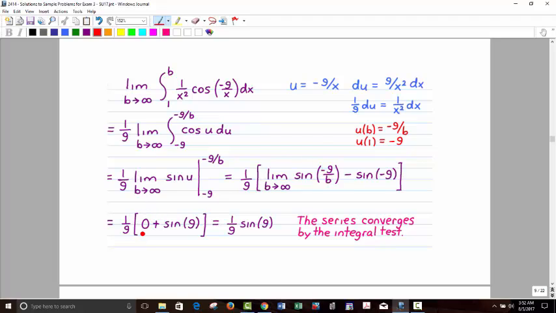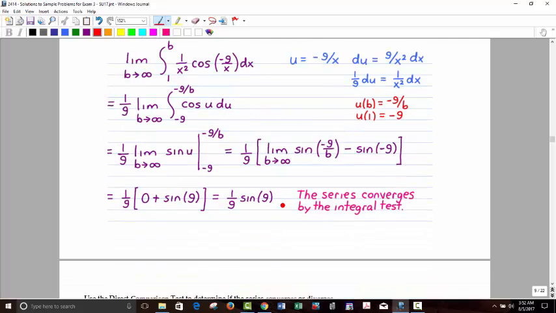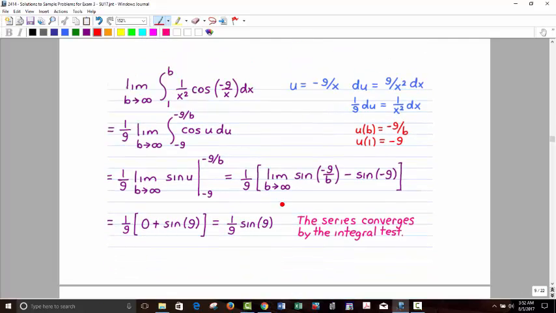So there you go. That does it, going back to the improper integrals from 8.8. This limit going to 0, that does it. So we have a converging integral. Technically it's 1/9 sine of 9 radians, but even if you mess that up a little bit, as long as you got the fact that it converged, that's the key.